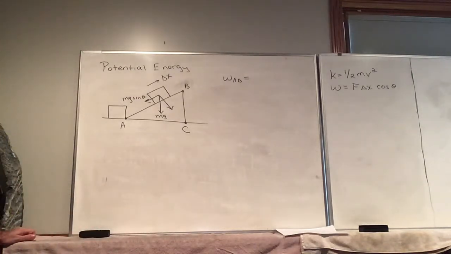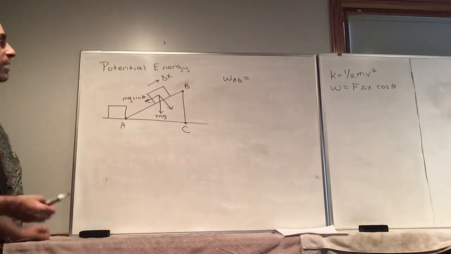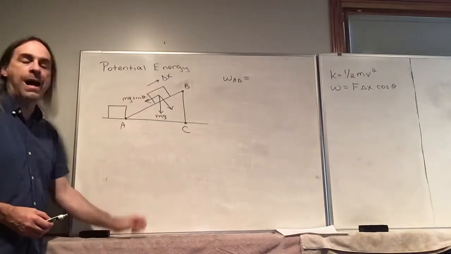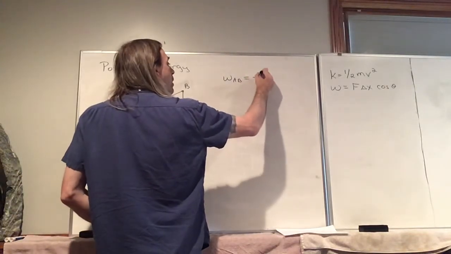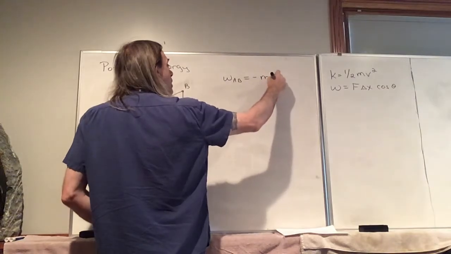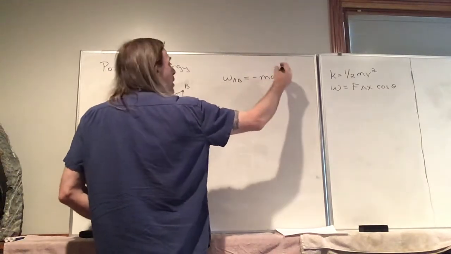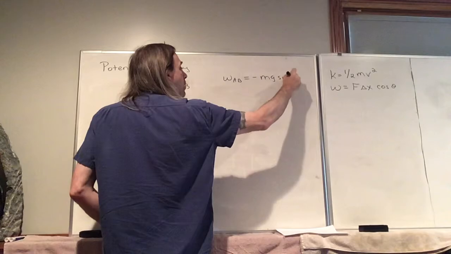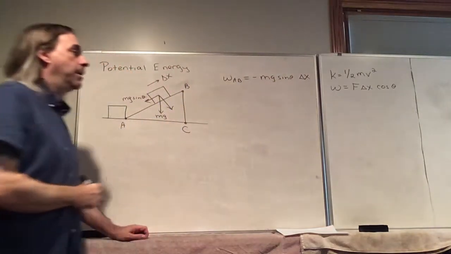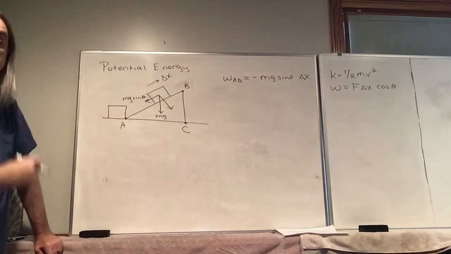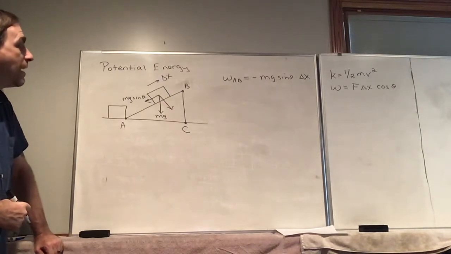We can see that this component has to be sine of theta. And so the force and the displacement are in opposite directions, and so the work is negative. And we have minus mg sine of theta times delta x.